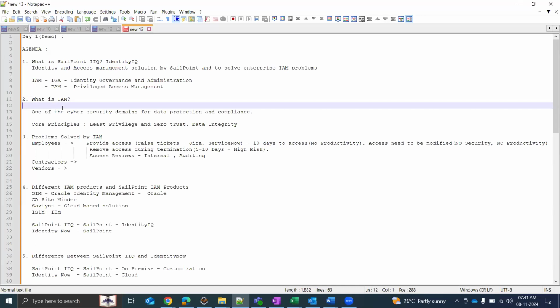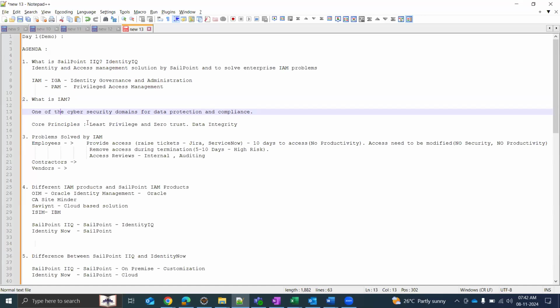In cybersecurity, we basically have 7+ major domains, and this IAM is one such domain. Okay. So as we said, it's a cybersecurity domain. So this mainly focuses on security and data protection of the particular organization. Along with that, it also helps in meeting compliances.